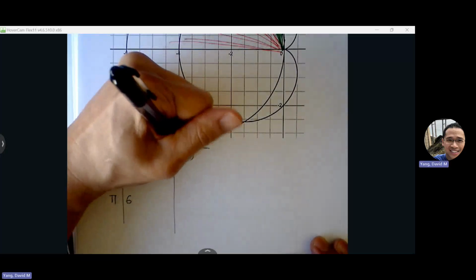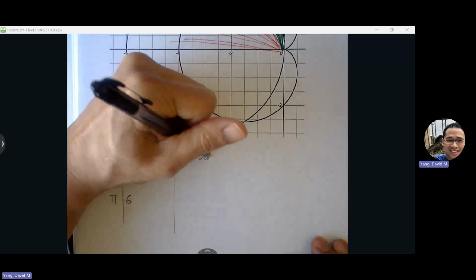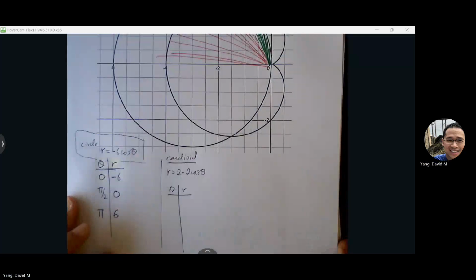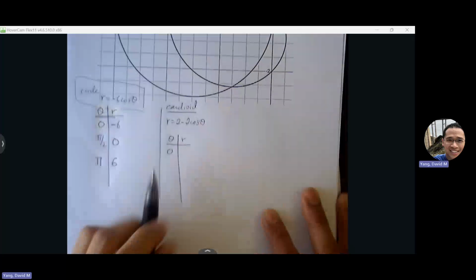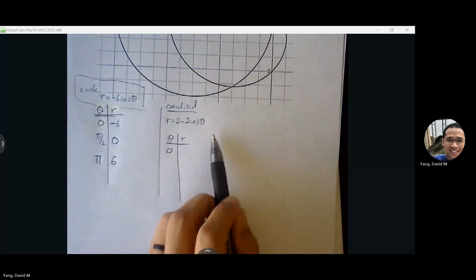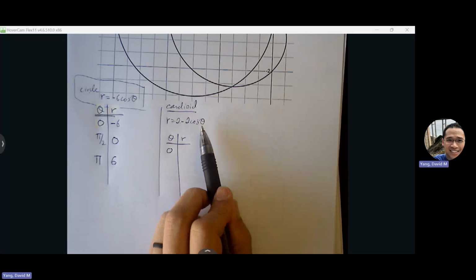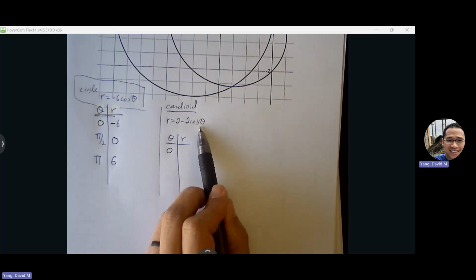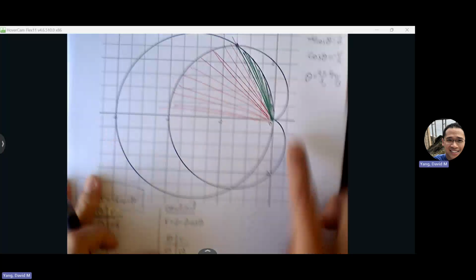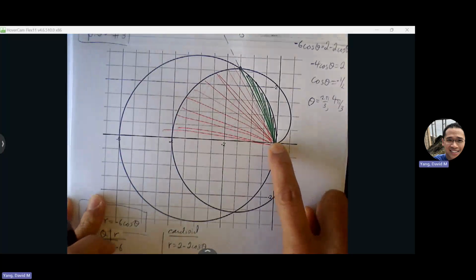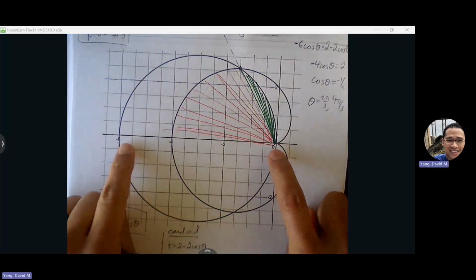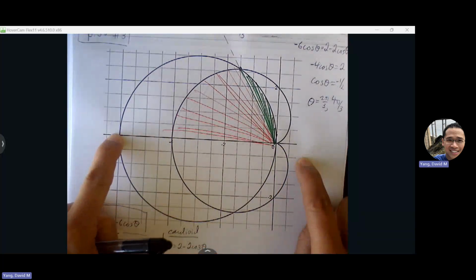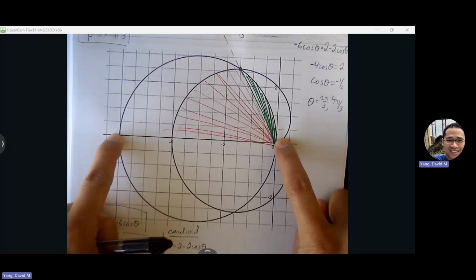Okay. Now, second, cardioid, which is r equals 2 minus 2 cosine theta. All right, so let's start at theta equals 0. What's this going to be? 2 minus 2 is 0. Now, the cardioid does start here at 0. So, our assumption is that everything's going to start here, right? But it's not. Circle starts here, but the cardioid starts here.